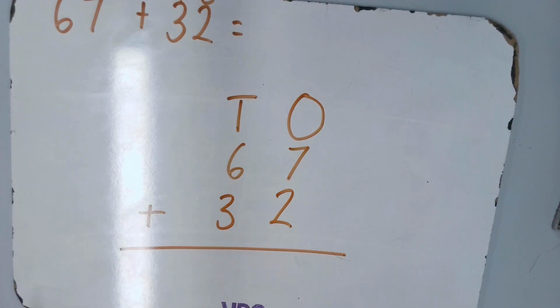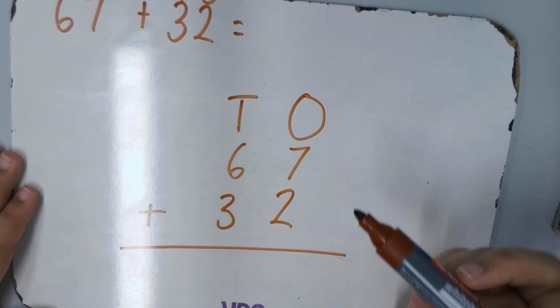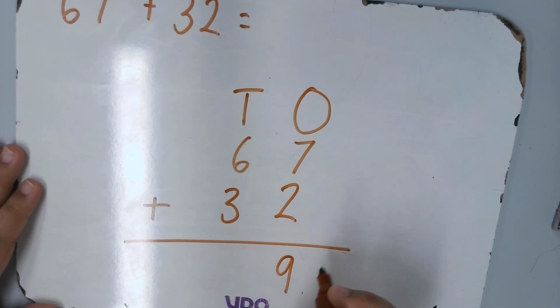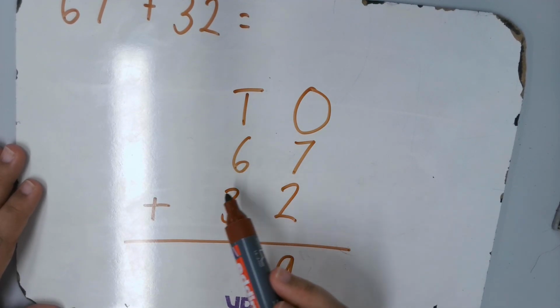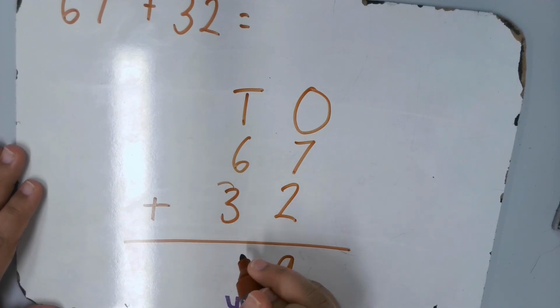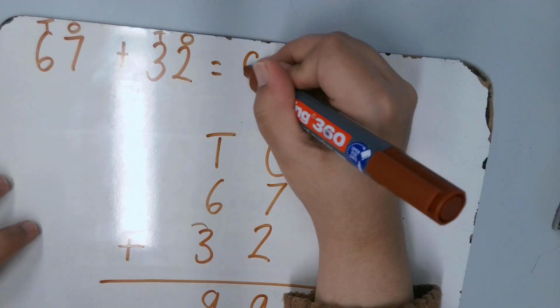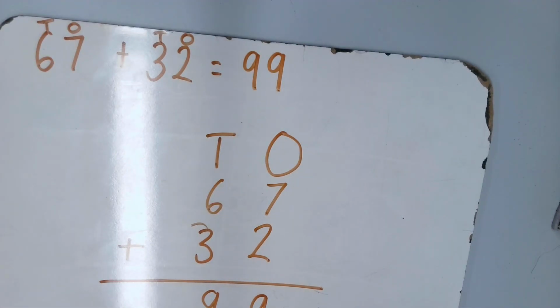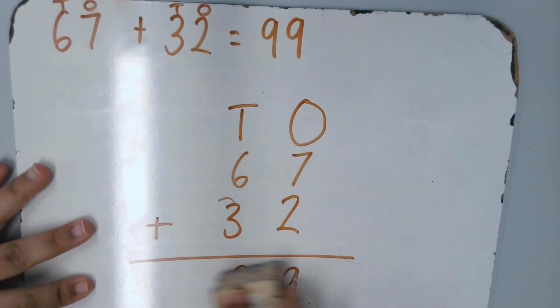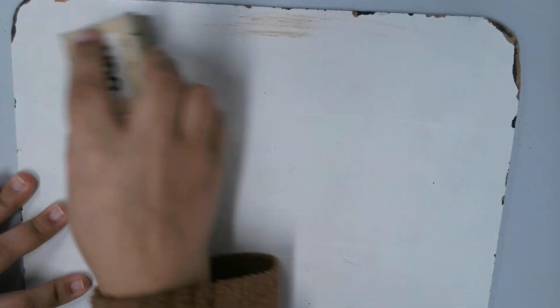Draw my line. Okay. 7 add 2 is 9. And 6 tens add 3 tens gives me 9 tens. My answer is 99. Okay, let's do another one.